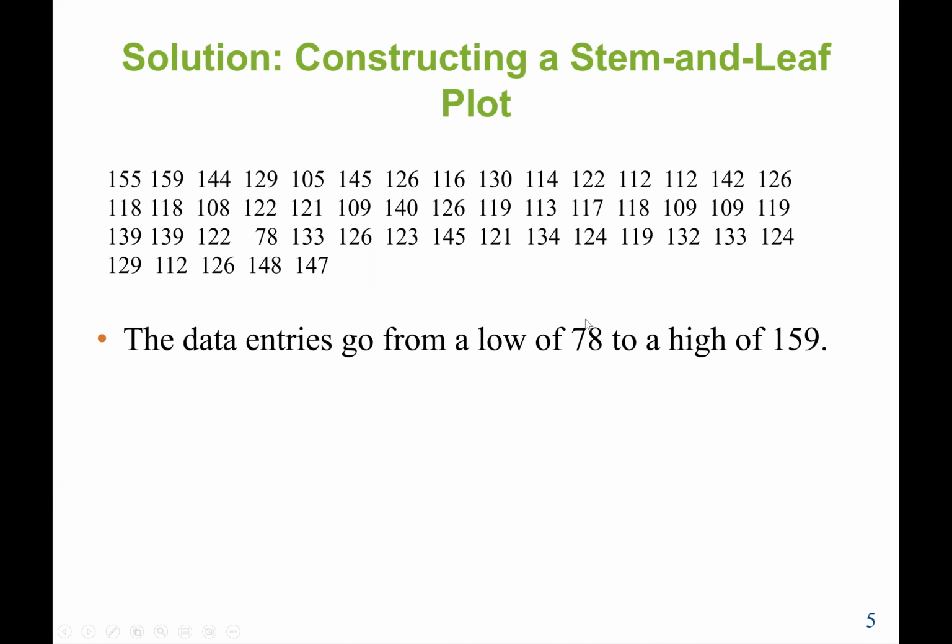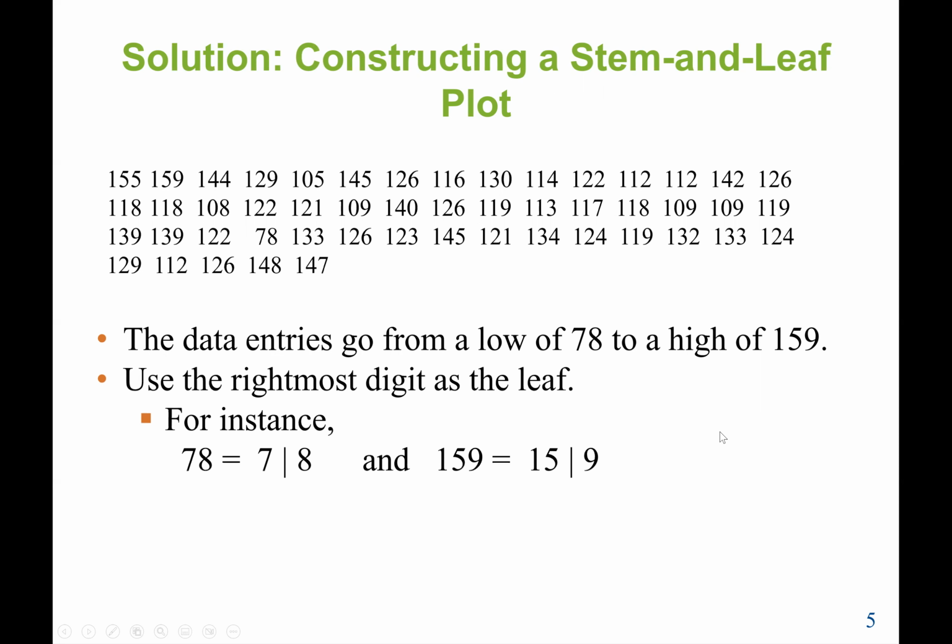So now if we decided to use 1 digit, the first digit, as a stem and the last digit as the leaf. Now, if it's 3 digits, then the first 2 digits will be the stem and the last digit will be the leaf, because we can't use only 1 digit. Otherwise, 78 would be 7 and 159 would be 1, which means 1 is the tenth. So the best way to do this, for instance, 78: 7 should be the stem, 8 should be the leaf. Then 159: 15 should be the stem, 9 should be the leaf.